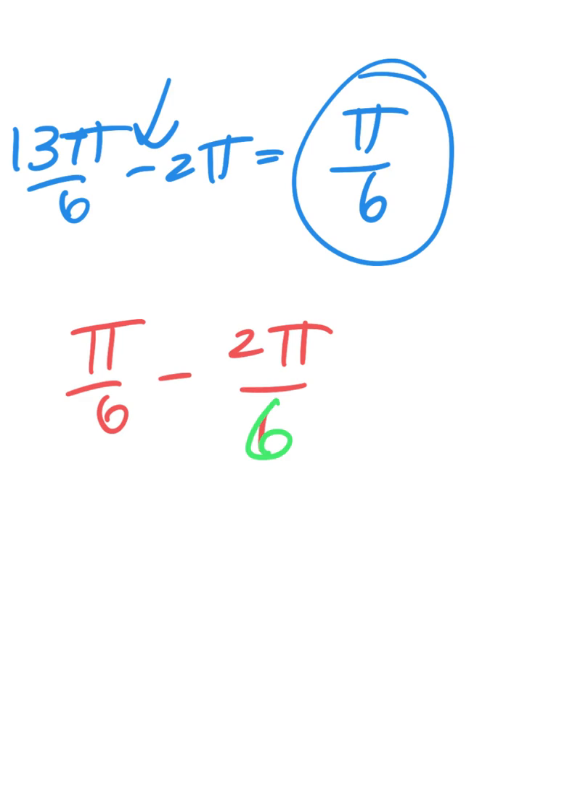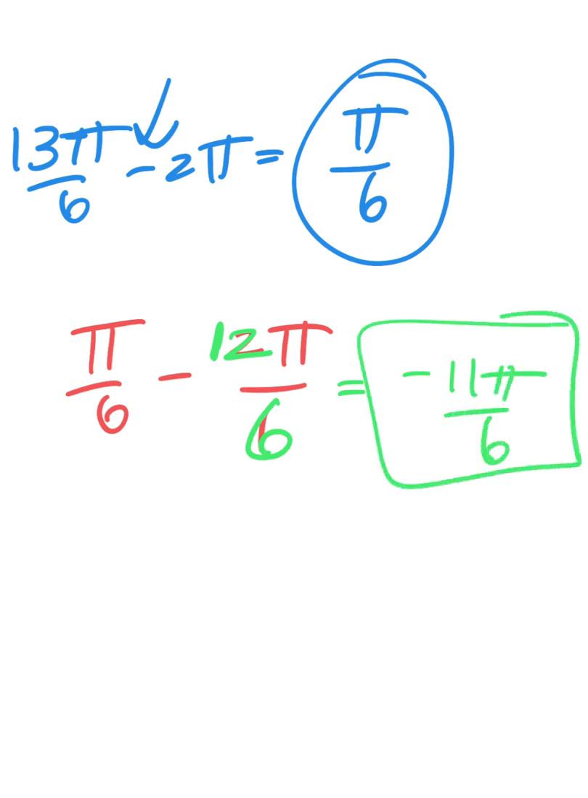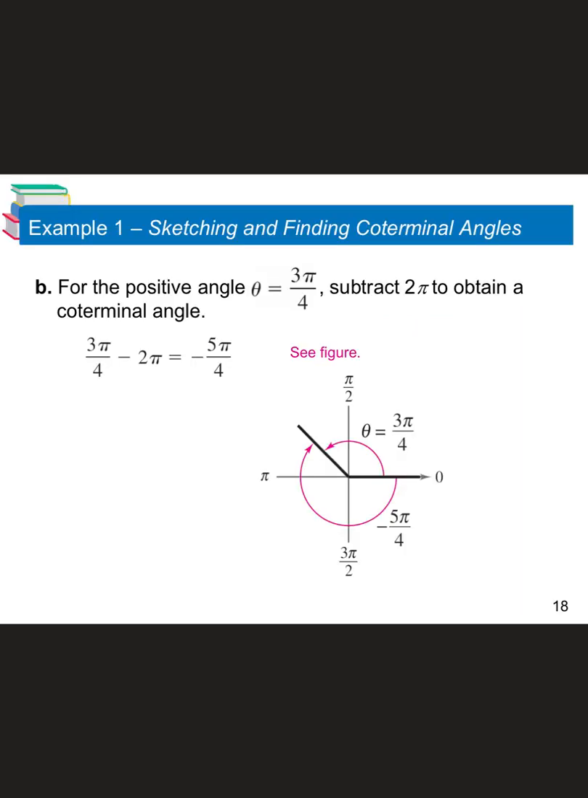The top by 6. What is 2 times 6? 12, correct? What's 1 pi minus 12 pi? Negative 11 pi over 6. If you are given an angle and it says give me one positive and one negative, you keep adding 2 pi till you get a positive number. You keep subtracting till you get a negative one.